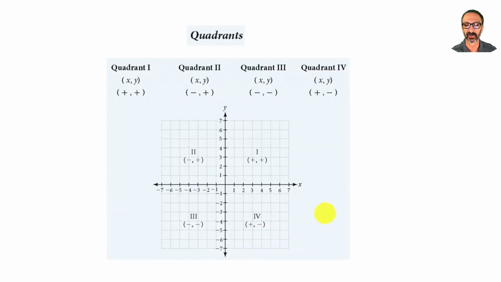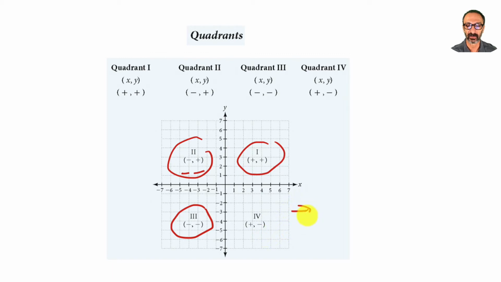And this is a summary of what I just mentioned. Quadrant 1 is always positive: positive for x, positive for y. Quadrant 3 is left and down, that's both negatives. Quadrant 2 is to the left, that means x is negative, and going up, that means y is positive. Finally, quadrant number 4, you go right and you go down, so x is positive and y is negative. Next.